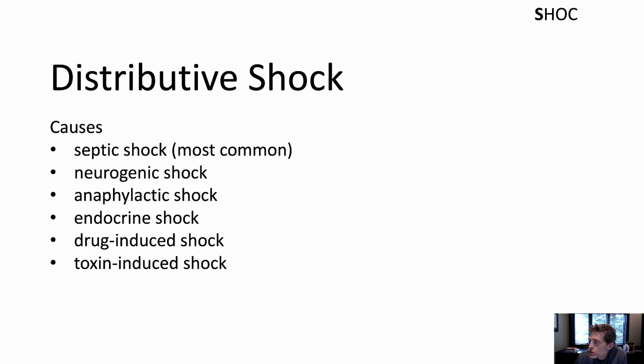And finally, toxin-induced shock. So we'll see that with things like snake and insect and spider bites. Also some infections that are associated with the toxic shock syndrome. Transfusion reactions and heavy metal poisoning are also less common causes of toxin-induced shock. So that's a list of causes for someone that we think is in distributive shock. And again, the most common one we'll encounter in our practice is septic shock.